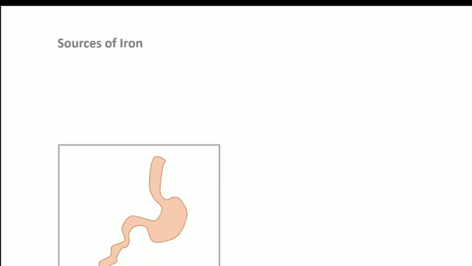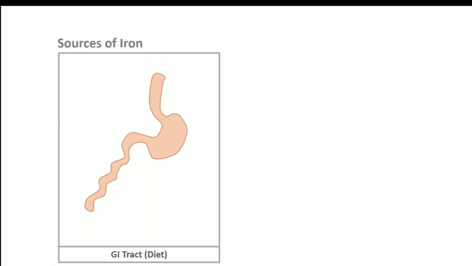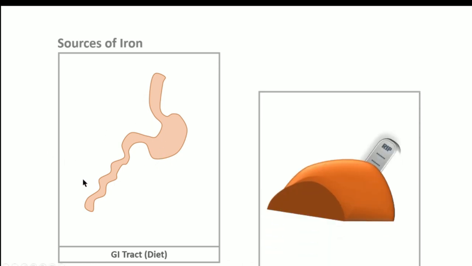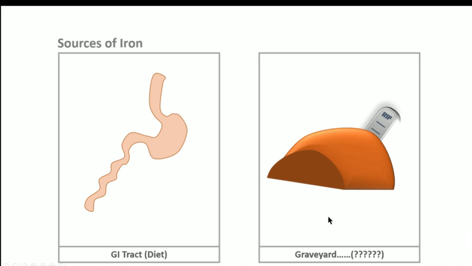So let's discuss what the sources of iron are, from where these iron carrying trucks get iron, how they are loaded with iron. There are two sources of iron. One is from the diet, from the GI tract, and the other source is a graveyard. A graveyard, you may wonder? Well, I will explain it later.